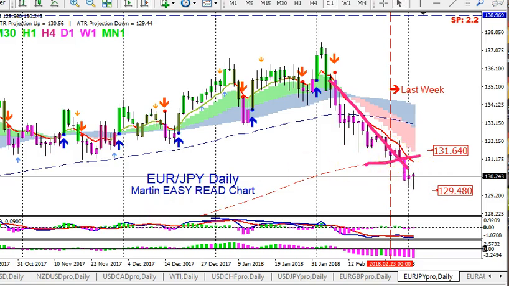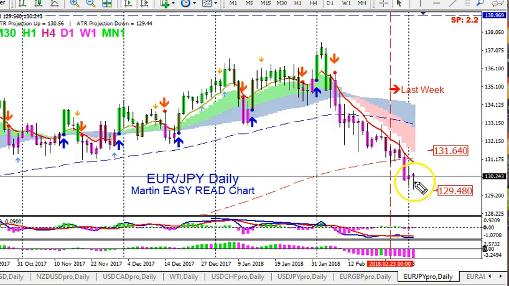Okay, and take a look at not only the MACD blue line below the zero. We have the pink bars here in the long-term trending indicator getting bigger and bigger below zero. So there's all indication that price will continue to go lower.